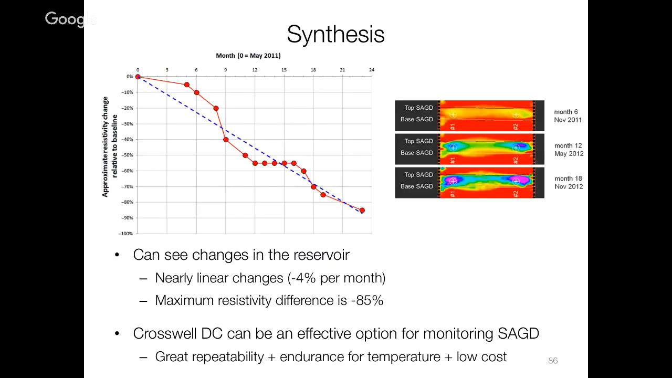Yeah, so just as far as a synthesis, if you look at the results at a particular point as a function of time and see what the resistivity is, it's decreasing as a function of time, by 80%. There are some fluctuations. I have no idea whether they're real or something else. But in general, there's a linear straight line.